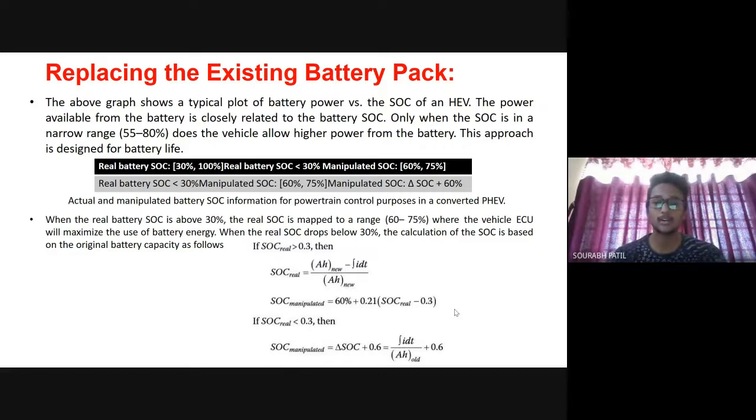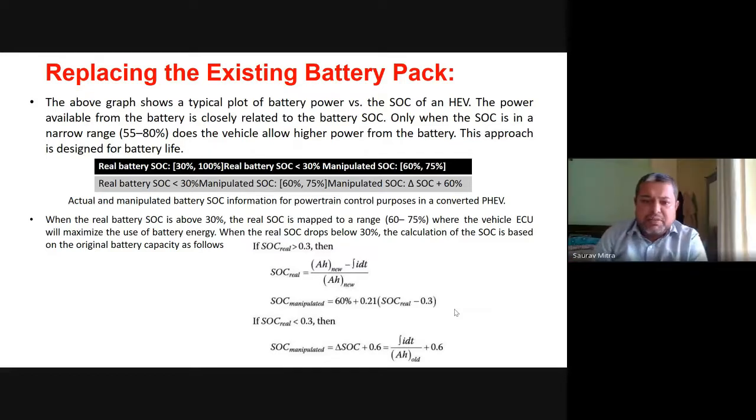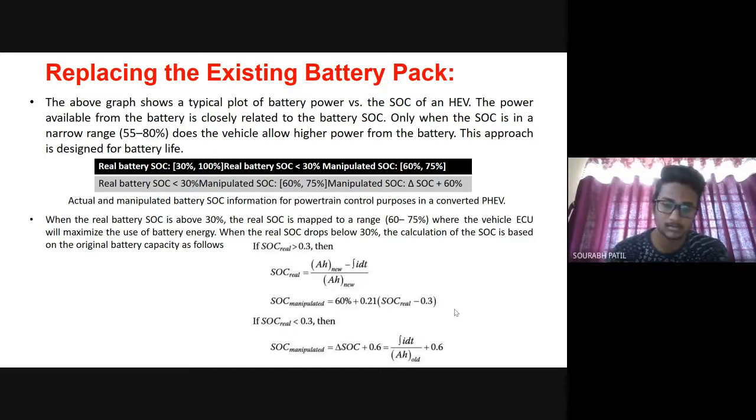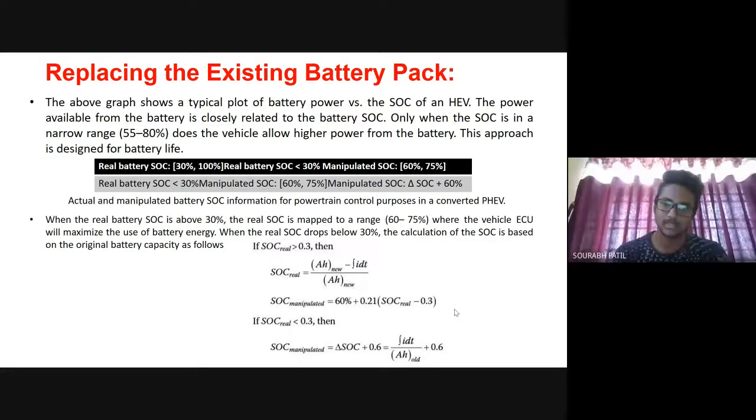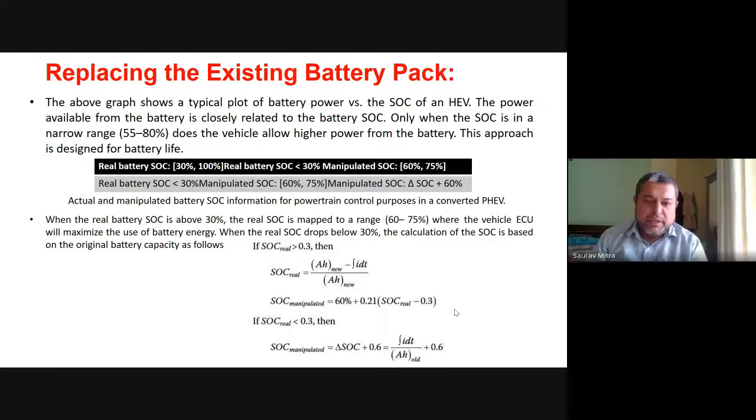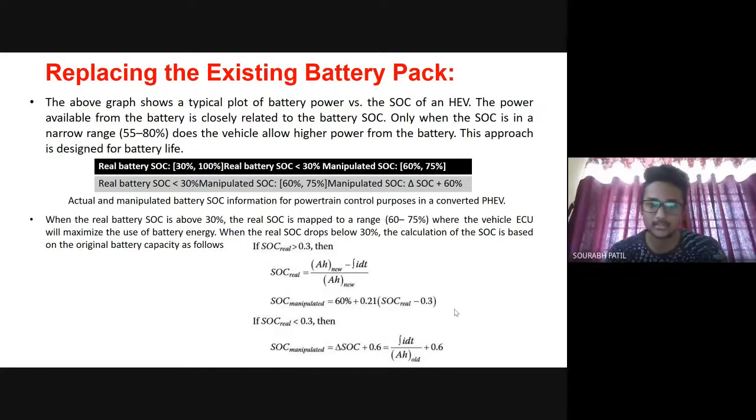SOC manipulated can go maximum up to 75%, right? Yes sir. So this 0.21 into (SOC real minus 0.3) can go to maximum 15%, 1.5. Yes sir. Okay, fine. It should lie between 60 to 75%, sir. Correct. Means max is 75%.